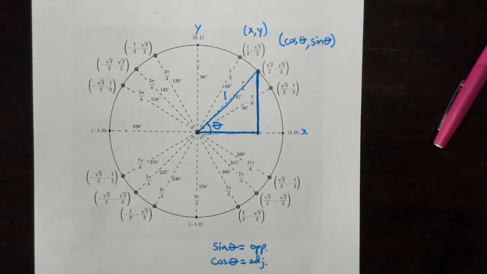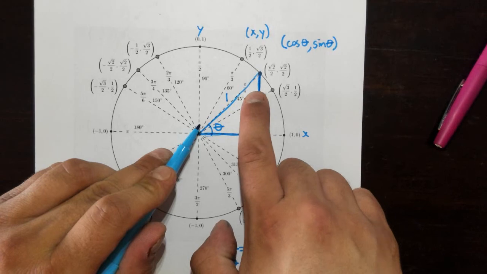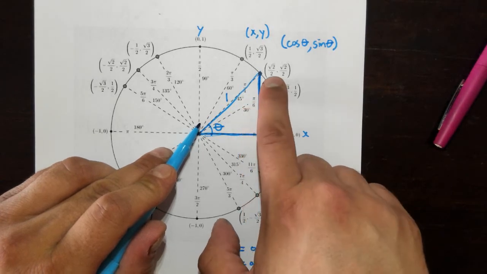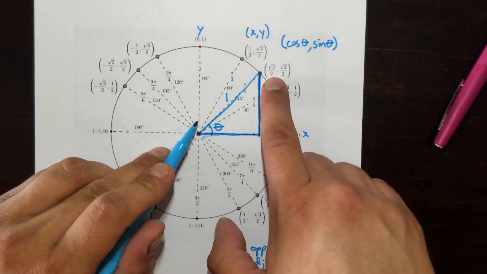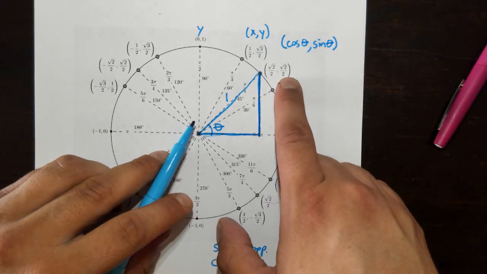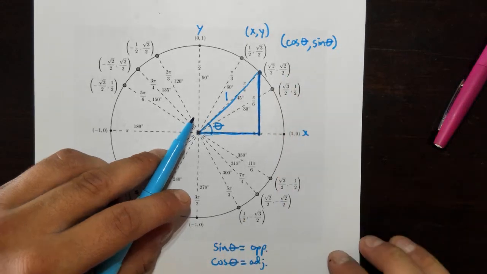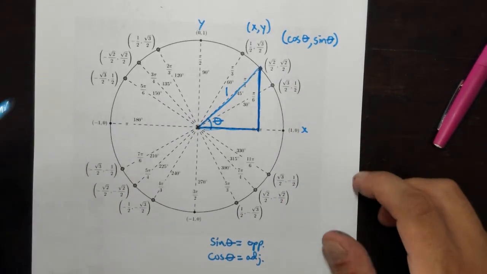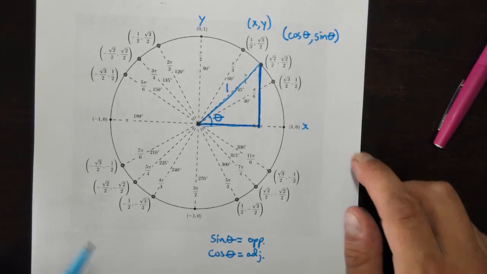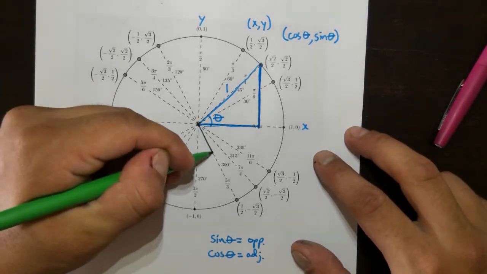So in my triangle here, 45 degrees, or pi fourths, I know that the answer to the cosine is square root of 2 over 2, and the sine of 45 degrees, or pi over 4, is the square root of 2 over 2. What if I had a triangle? Let's see, I'll change it in green. What if I had this triangle?